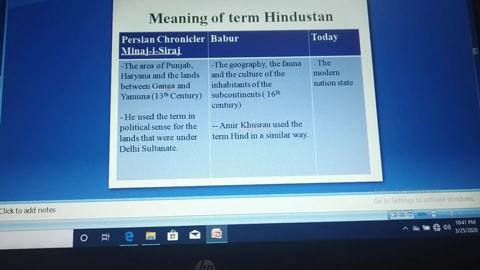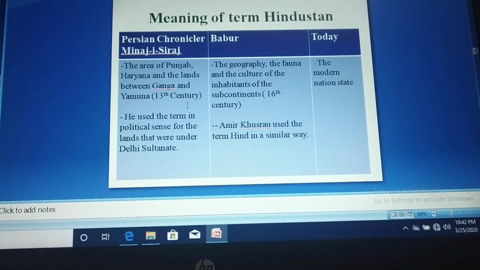But when he used the term Hindustan, he meant something different. According to him, Hindustan was the areas of Punjab, Haryana and the lands between Ganga and Yamuna. That's the northern portion. For him, the area of Punjab, Haryana, Ganga, Yamuna was Hindustan. And he used the term Hindustan in a political sense in the medieval period.